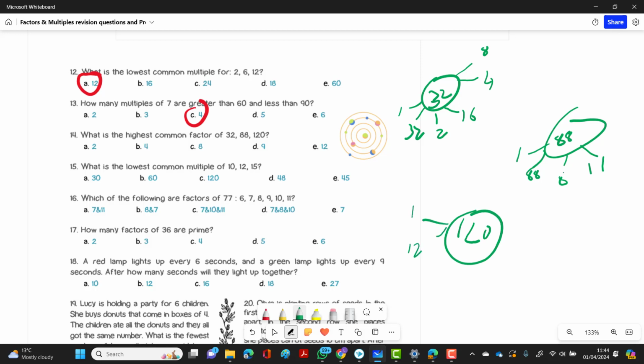1 and 120, 2 and 60, 3 and 40, 5 and 24, 6 and 20, 8 and 15, I think it is.